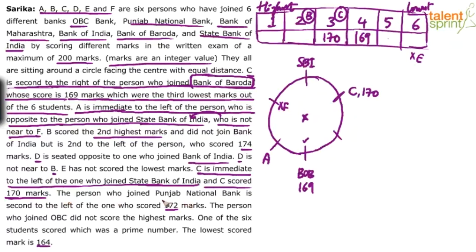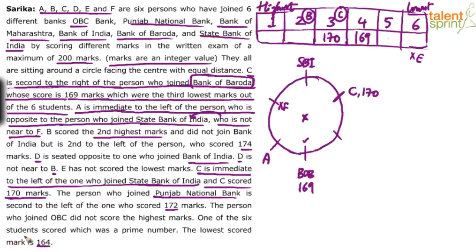The person who joined P and B is second to the left of the one who scored 172. So P and B and 172 both are not there on the circle, so it doesn't really help. Let's jump to the next point. Quickly read all the statements. The person who joined OBC did not score highest marks. Nothing really useful here, right?